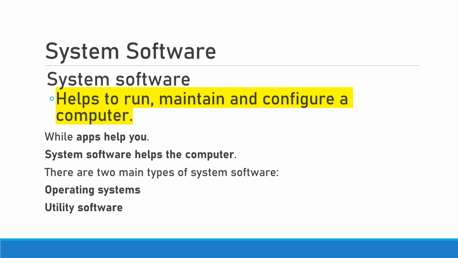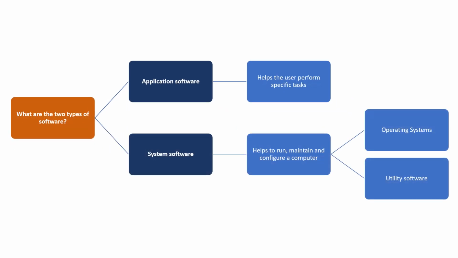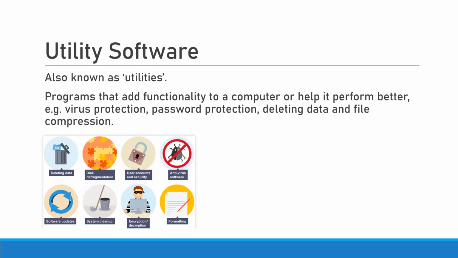There are two main types of system software. There's operating systems and utility software, and I'm going to go into a little bit of detail about each one of those now. Starting with utility software, which are there to give our computers a bit of maintenance. For example, a utility software might be an antivirus software or a disk cleanup management system. Basically, anything that helps keep our computers clean is a utility software.